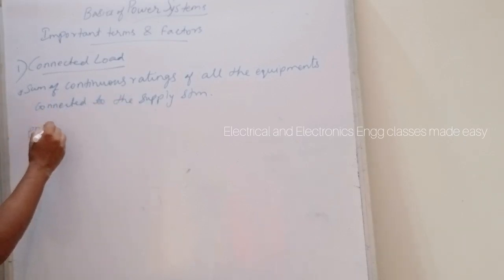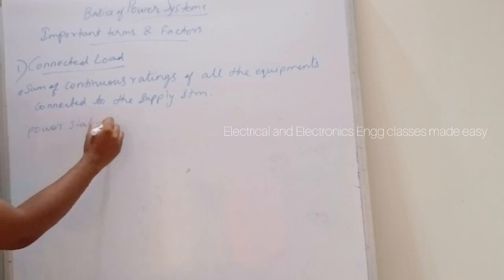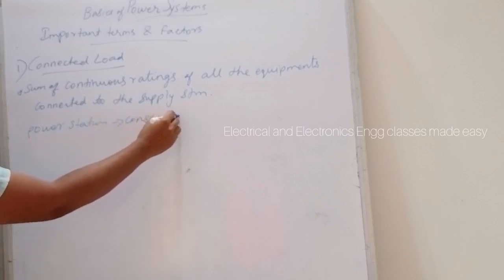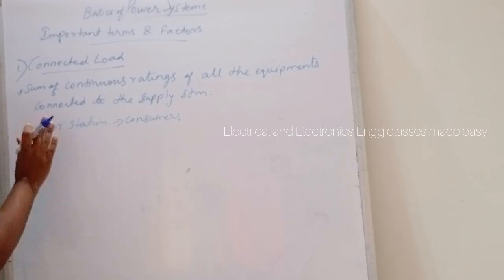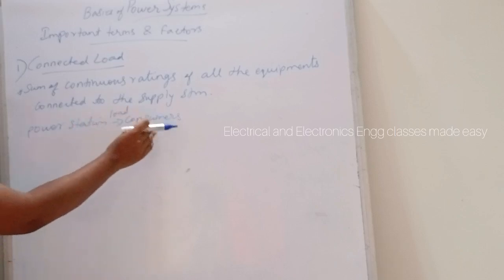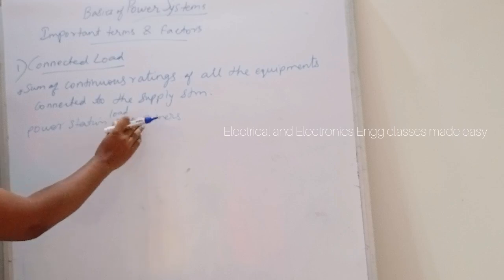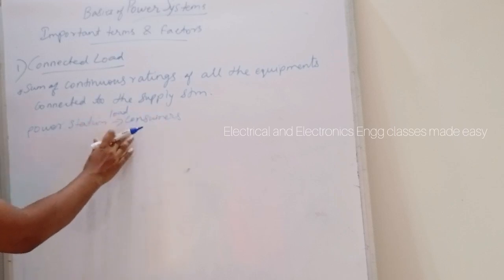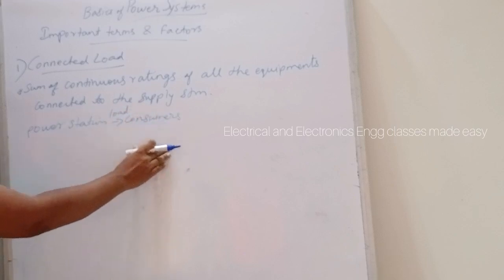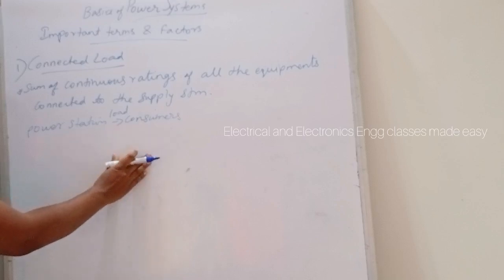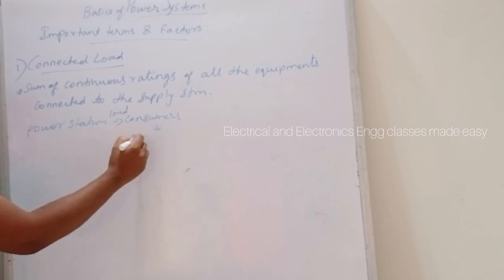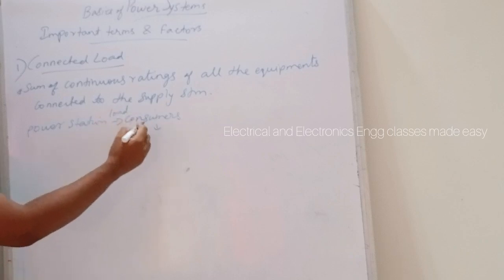A power station supplies load to thousands of consumers, and each consumer has certain equipment installed in his premises, and the sum of the continuous ratings of all the equipments in the consumer's premises is the connected load of the consumer.